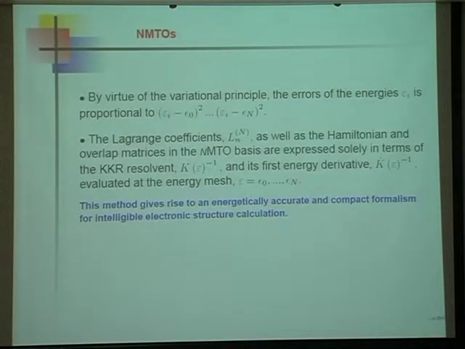And by virtue of the variational principle, you can actually show that the error in the band energy due to this approximation is proportional to (epsilon I minus epsilon 0) squared. So, epsilon I is a particular energy in your spectrum, and these epsilon are the fixed points which you are fixing while doing your calculation.